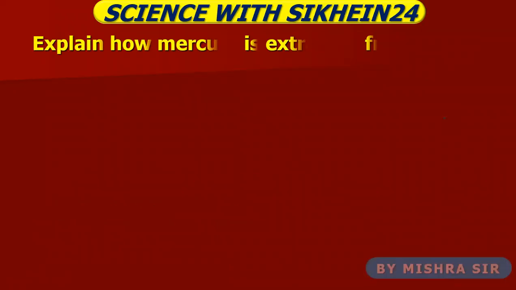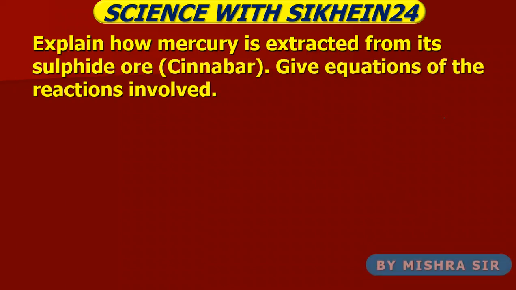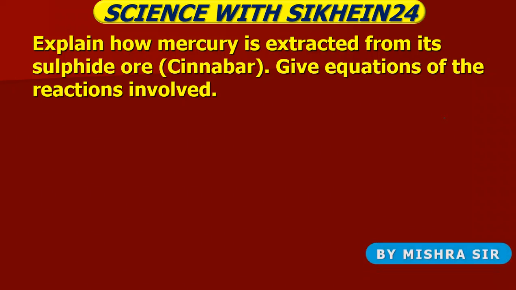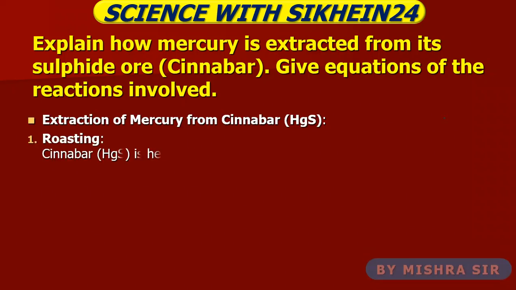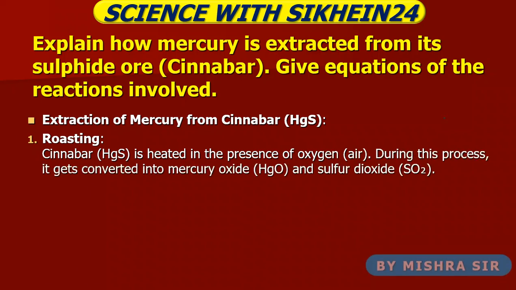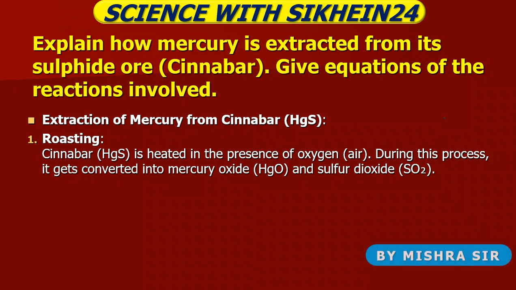Next question you can see. Explain how mercury is extracted from its sulfide ore cinnabar. Give equation of the reactions involved. I think that this question I have done, no? Let's see now. Extraction of mercury from cinnabar, that formula is HgS. Roasting: cinnabar is heated in the presence of oxygen.